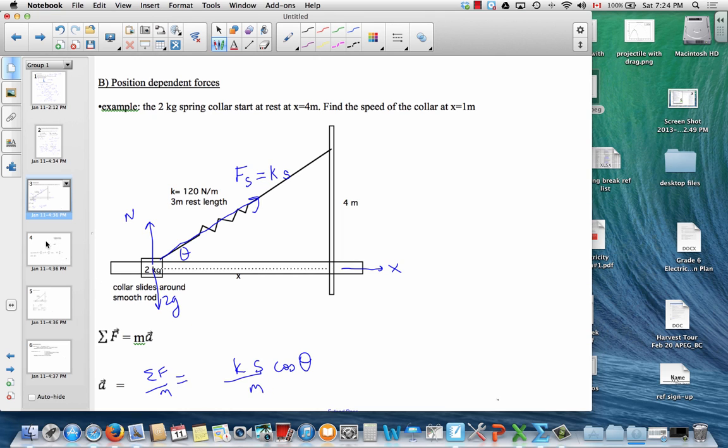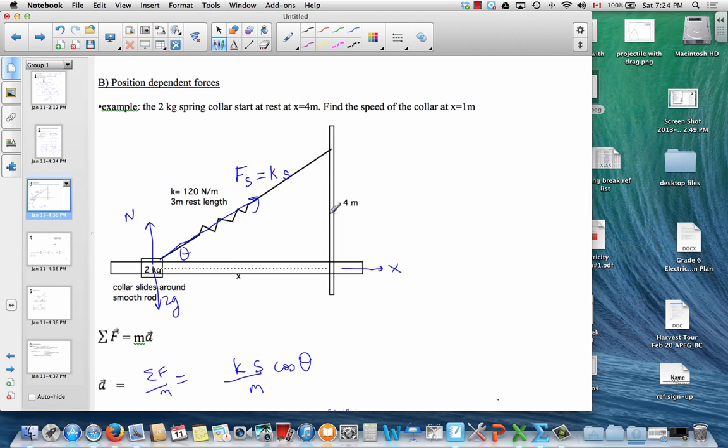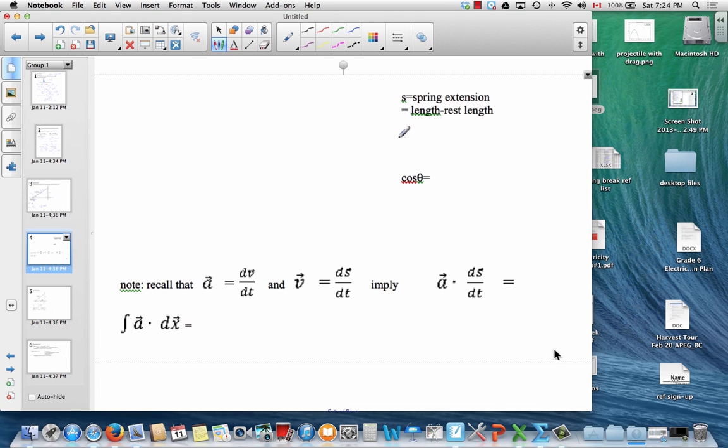Okay. So first of all, as I was saying, s is the spring extension. It's the actual length minus the rest length. Now, the actual length is just this hypotenuse right here. So this is 4, this is x, because x is a variable. So the hypotenuse is the root of 16 plus x squared. Now, the rest length of the spring was given as 3. So that's an expression for s.